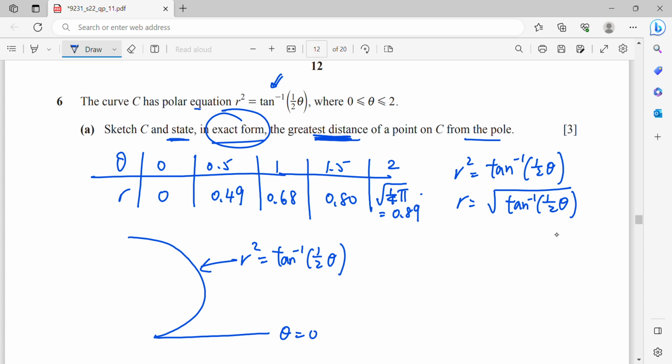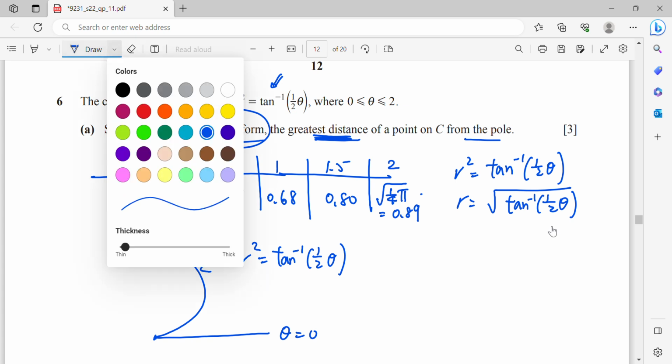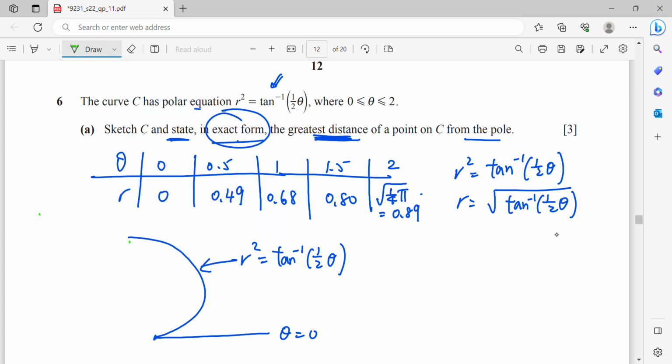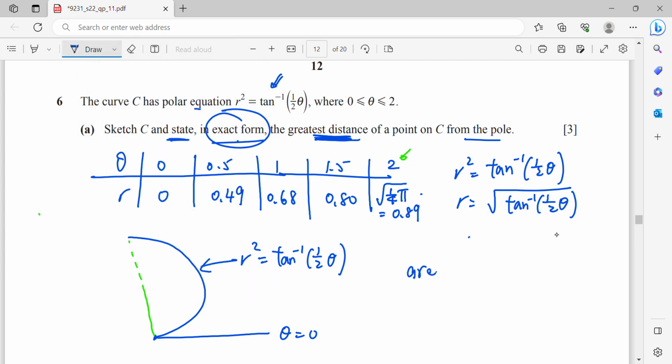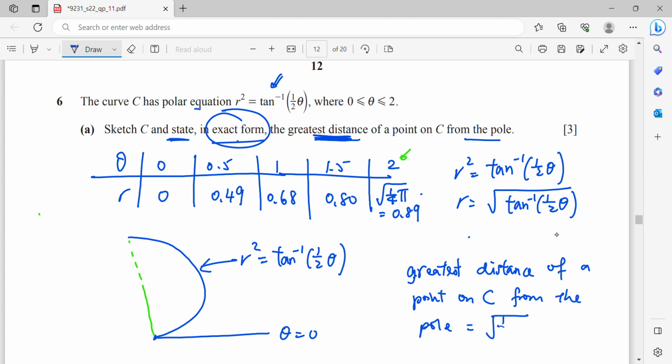Okay, and now state in exact form the greatest distance. So this is the pole. So the greatest distance is basically the r value when theta is 2. Alright, so now from here, I know that the greatest distance of a point on C from the pole is the square root of 1 over 4 pi. Okay, that's all for A.